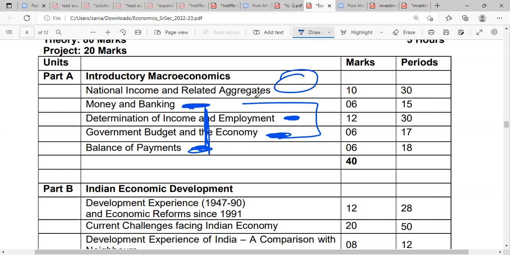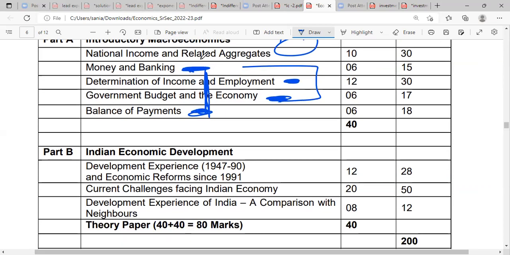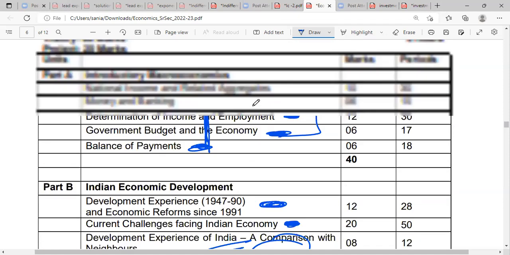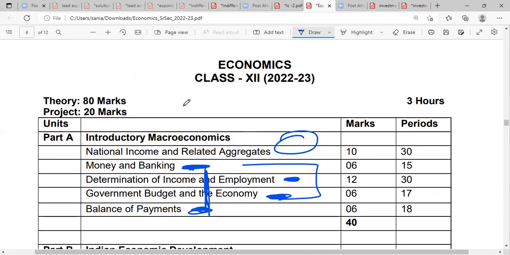Only the first unit will be left, which will take time. The first one is very important and it will take time. Once I cover this by the end of October, we'll start with this unit as well. For December we'll have the last chapter of this, because this is easy, right? You can easily cover it, but this will take time. So by December I'm planning to finish off your chapters, everything.